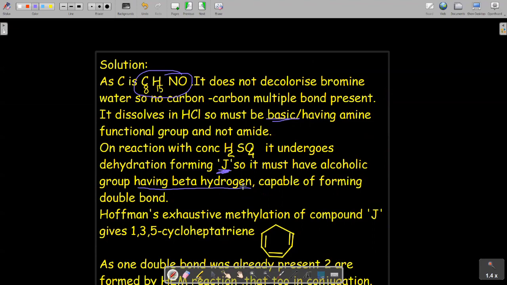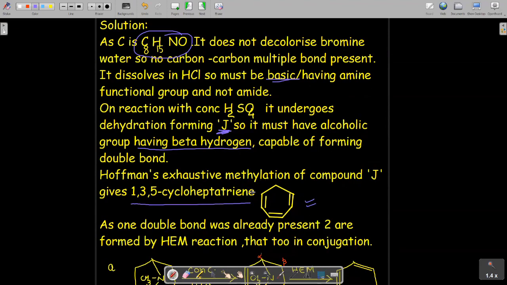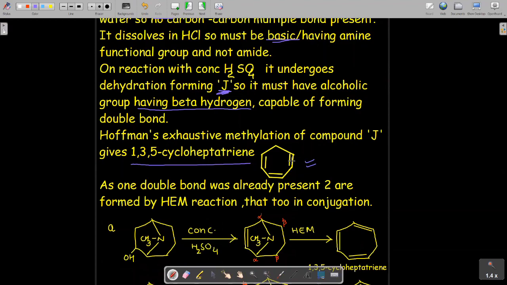Hofmann exhaustive methylation of compound J gives 1,3,5-cycloheptatriene. See, the ring is not opened, so only one ring is there. Either a ring was there and is broken, or there was no such breakage. Let's see. One double bond was already present after the reaction with concentrated H2SO4. So the other two were formed by the HEM reaction, and that too in conjugation.